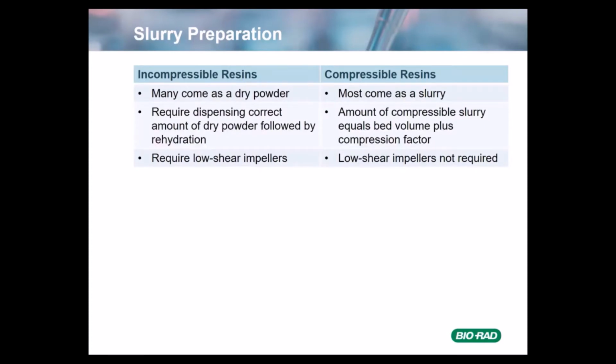So in terms of slurry preparation, for incompressible resins, many of them come as a dry powder, which then requires dispensing the correct amount of powder into a slurry tank or possibly into the column, followed by rehydration. And mixing this kind of a slurry requires a low shear impeller. Compressible resins, on the other hand, typically come as a slurry, 50 to 80% in the jug most of the time. The amount of slurry that you will need equals the bed volume plus the compression factor that you'll have to apply. And low shear impellers are not required.